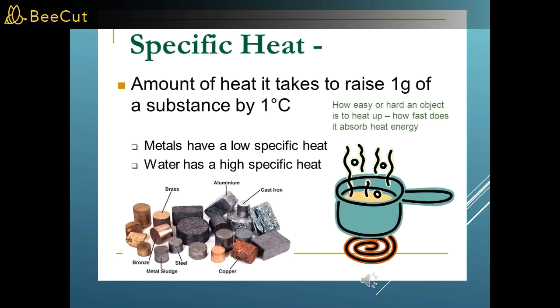Okay, now I want you all to imagine heating up a bowl of water and a metal. Which one will heat faster? Of course, the metal will heat faster and the water will take a longer time to increase its temperature. This is because metal has low specific heat and water has high specific heat, because water needs a large amount of heat to increase its temperature.